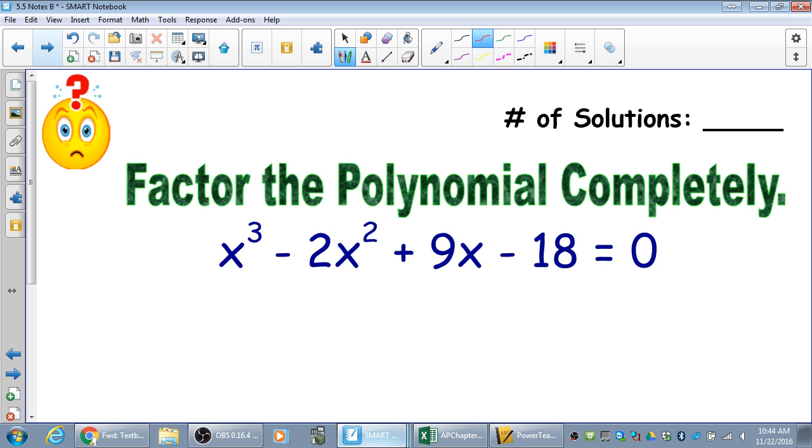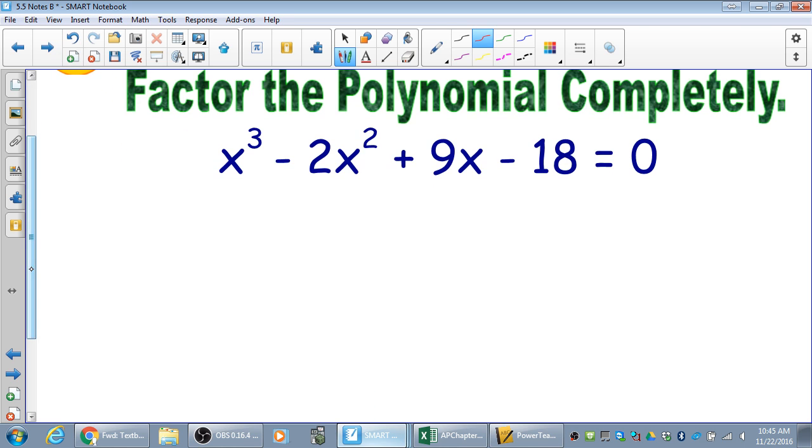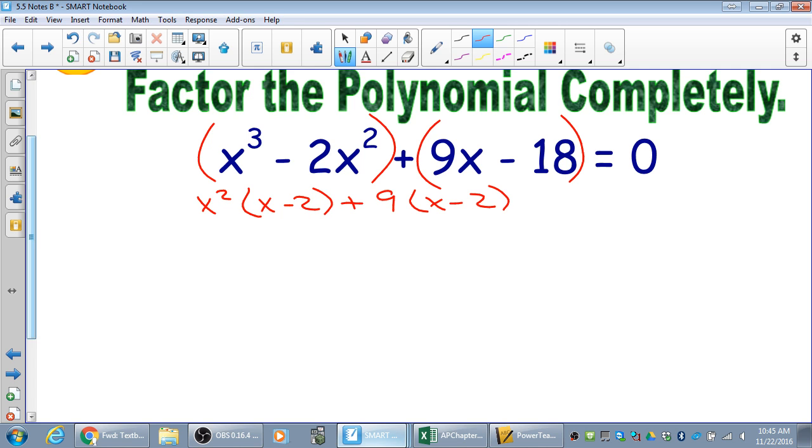3 solutions. This is 4 terms. Anytime you get 4 terms, it's going to be factored by grouping. We group the first 2, we group the last 2. We can take an x squared out of the first 2, x minus 2. We can take a 9 out of this, x minus 2 equals 0. Now these need to be the same. If those aren't the same, you did something wrong, you missed a sign somewhere. Those have to be the same.